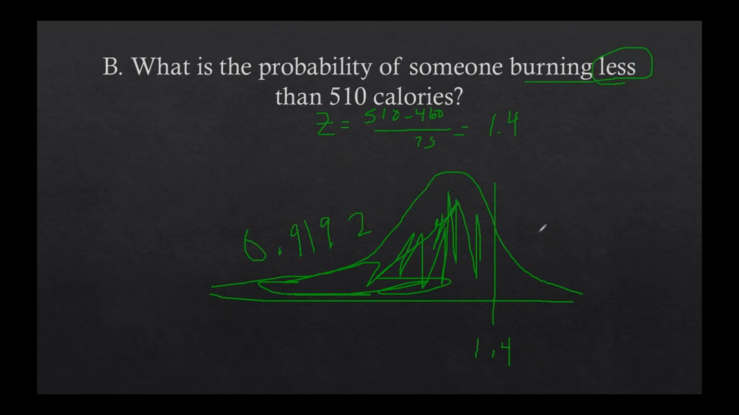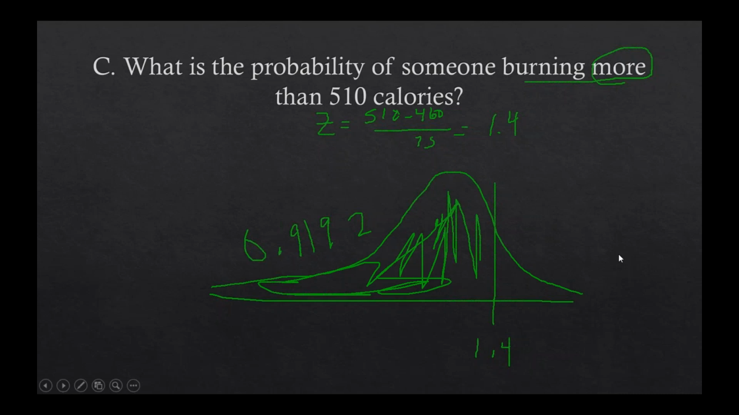Now, if we go to the next problem, look at that, circles in the same spot. Now we want to know what's the probability of somebody burning more than 510 calories. So again, 510, we need to find a z-score. It's 1.4. But if I want more, now I'm finding area to the right. So how do I find that pink area on the right?